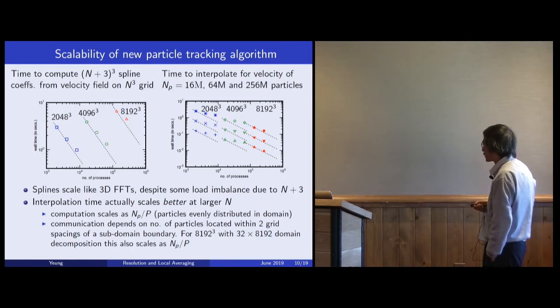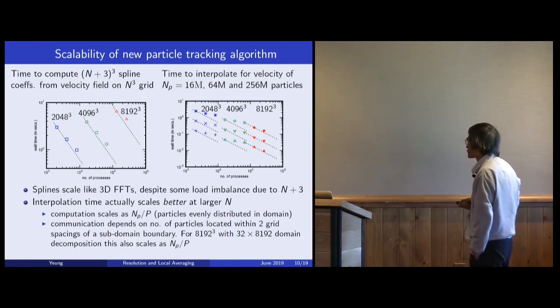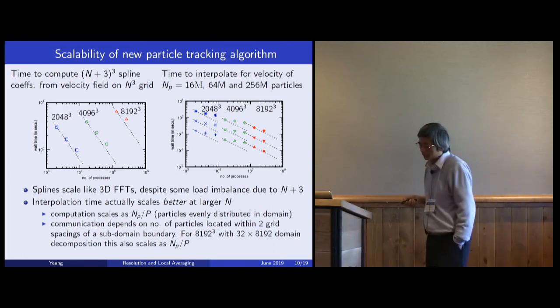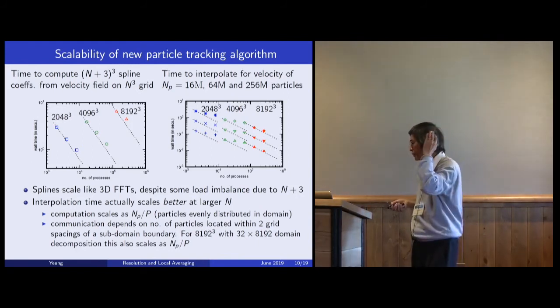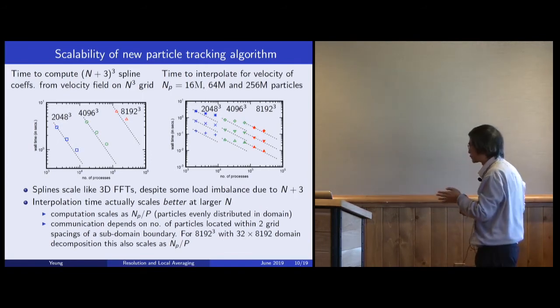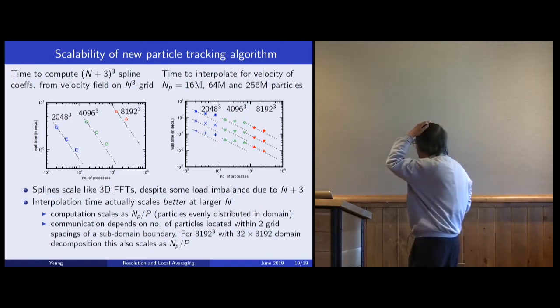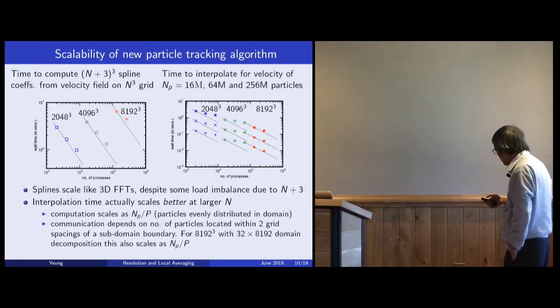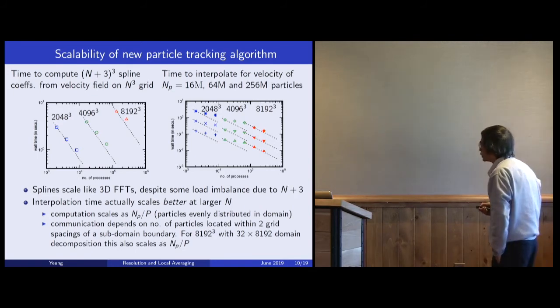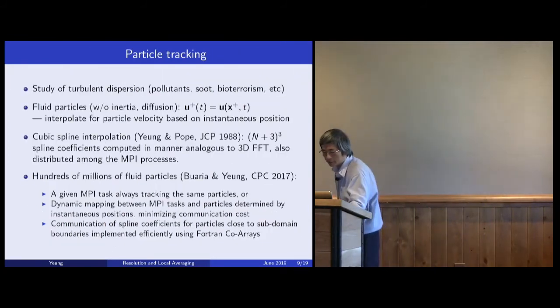Basically, this depends on the communication. The communication depends on the number of particles within two grid spacings of a subdomain boundary. The thing about interpolation is that you need information from neighboring grid lines. And so when you come to the boundary between one subdomain and another subdomain held by different MPI processors, there are some tricky things happening. And that will require some communication. But if the communication cost is actually proportional to the number of particles, then we will follow that. The data would be on this straight line of slope -1 on log scales.